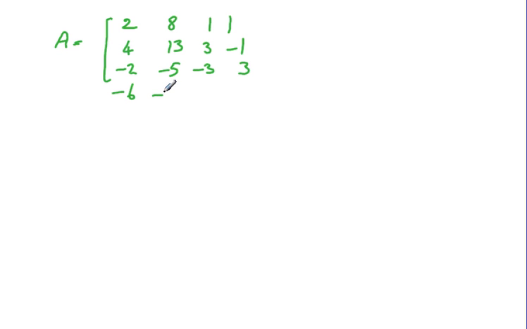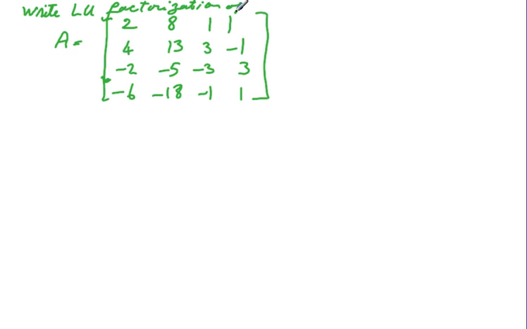Okay, let me just pick the exercise that is in the book. Here is some matrix A: 2, 8, 1, 1, 4, 13, 3, -1, -2, -5, -3, 3, -6, -18, -1, 1. Question: write the LU factorization of the given matrix.